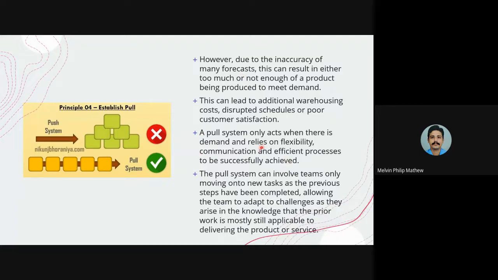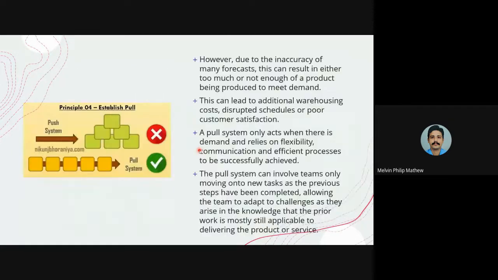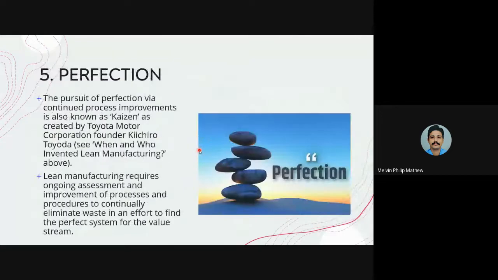But a pull system only acts when there is demand and relies on flexibility, communication, and efficient processes to be successfully achieved. So in the pull system, according to demand only, the production is done, and the products are produced, and those products will satisfy the demand. So it is always based on precise values, not a prediction, but precise values. So that is coming under the pull system.